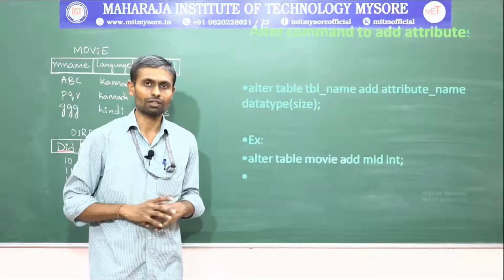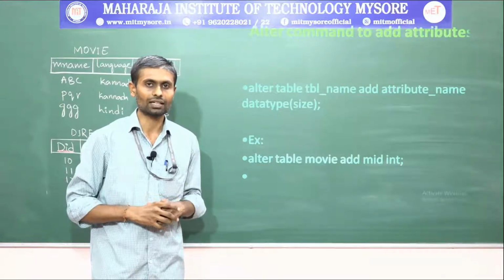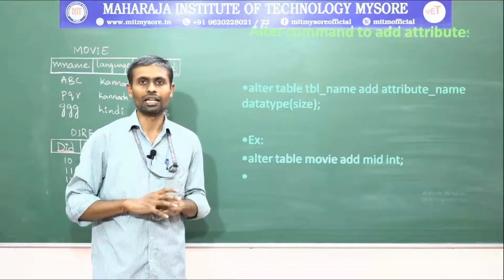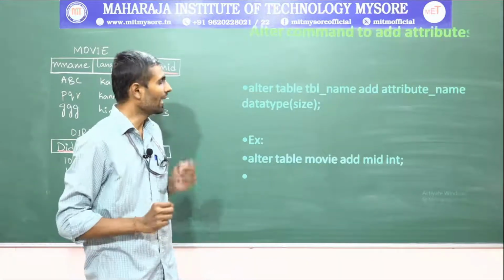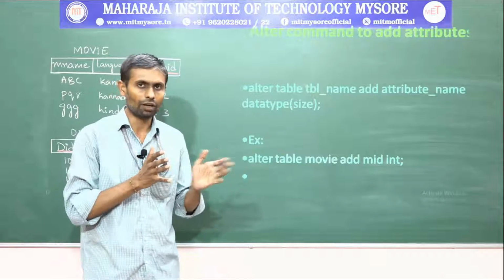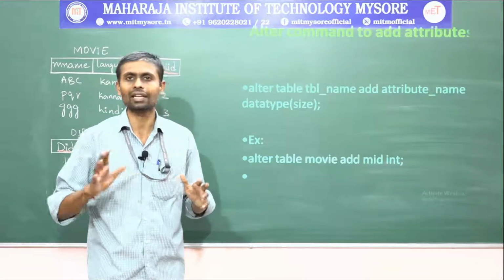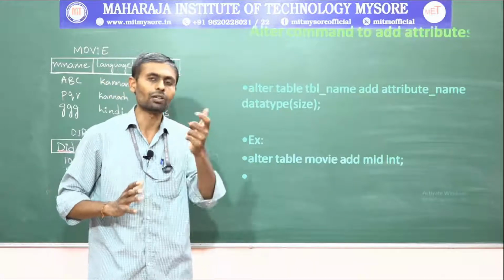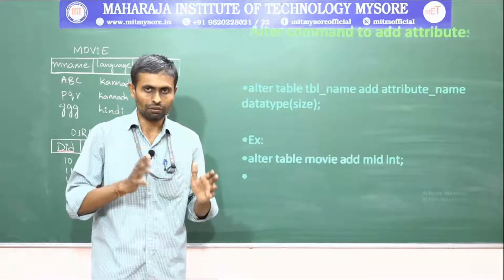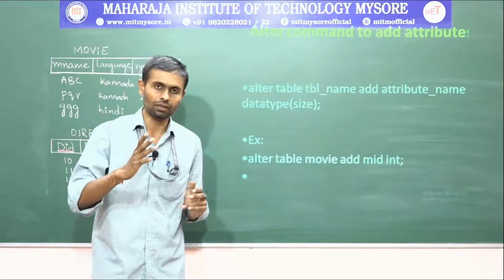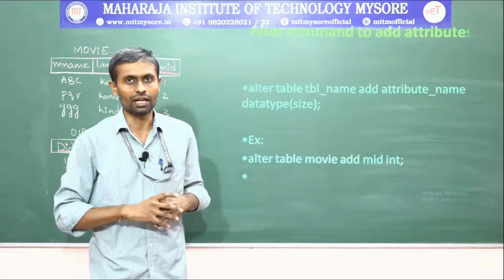What exactly is alter? What is the purpose of alter? The alter command is used to change the structure of a table. That means if I want to add a column that I missed out, or for any update, I'll make use of the alter command. If I want to add an attribute or drop an attribute from the table, we'll make use of alter.